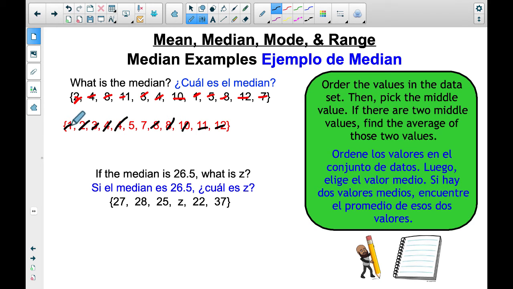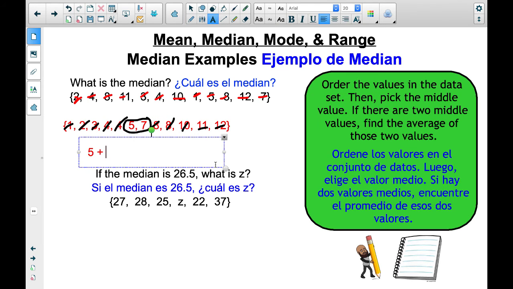All right. So I have 1, 2, 3, 4, 5 marked off here. We're left with 2 middle numbers. I know the average of those is 6 already, but 5 plus 7 equals 12. I'm going to divide that by 2 and get 6. So the median here of this data set is 6.